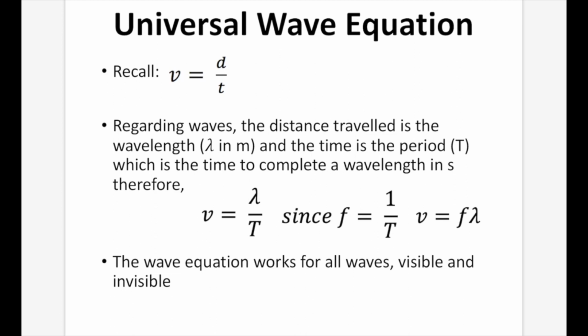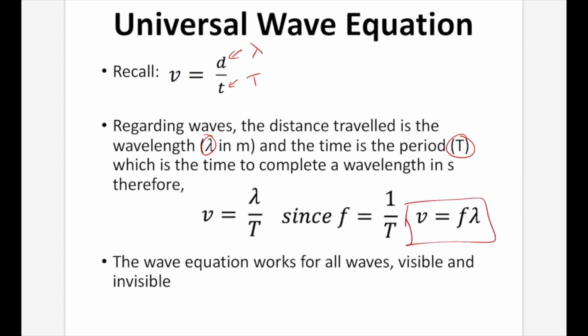Universal wave equation. So we recall our formula V equals D over T. We can use that here. So regarding waves, the distance traveled is the wavelength. So that's lambda right there. And the time is the period, so T, which is the time to complete a wavelength in seconds. Therefore, V equals lambda over T. We're substituting D for lambda and little t for big T. And since F is equal to 1 over T, we get our universal wave equation, V equals F lambda.